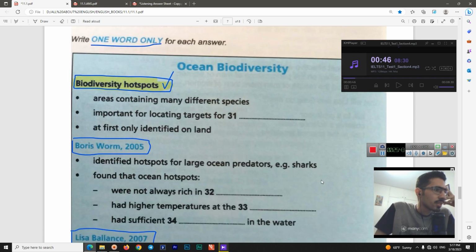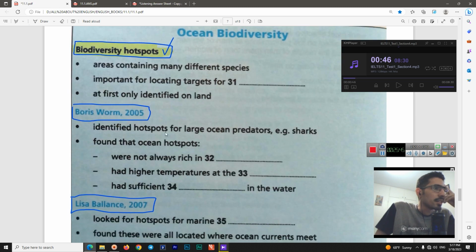Sometimes you need a verb too. And then identified for large sharks. Just have an idea of sharks so you can track it. Found that ocean hotspots were not rich in something. Again, you need a noun here.